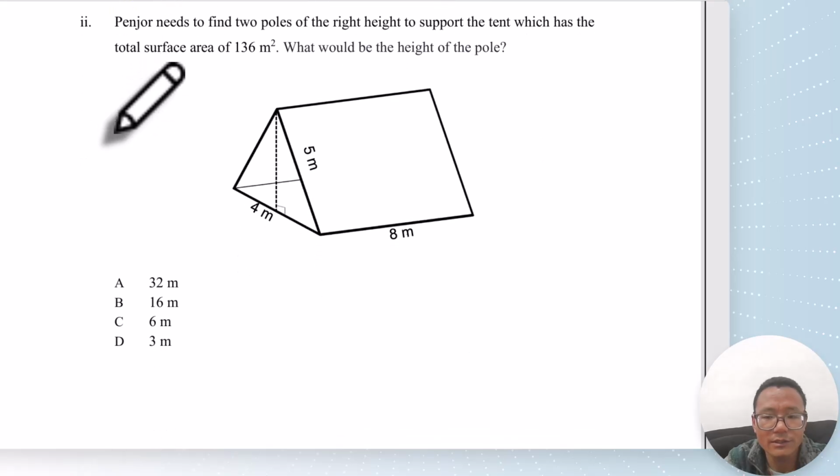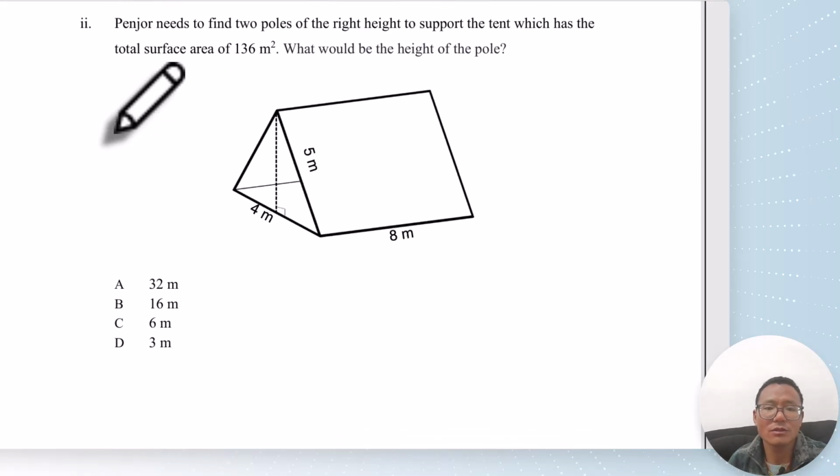Now let's go to the second question. Penjor needs to find two poles of the right heights to support the tent, which has a total surface area of 136 square meters. What would be the height of the pole?